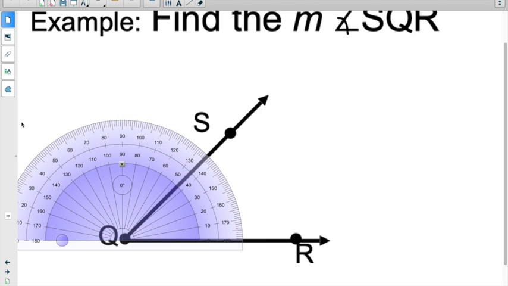Now if it was over here, if my line extended this direction, and from R all the way over, it would be 130 degrees. So that's how I take a look at that.